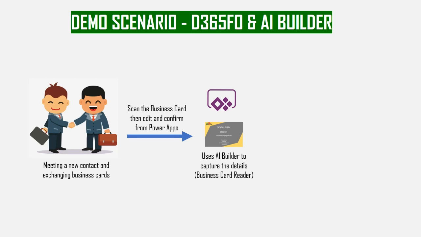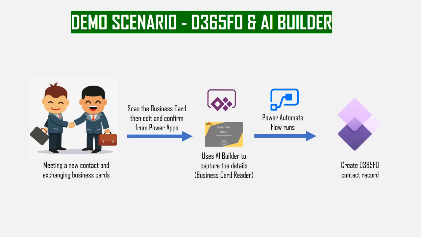That comes with the pre-built AI Builder, and then you can run a Power Automate flow to update back the F&O contact record. That's why I'm using the Power Automate flow. That's the part which connects with the F&O, and then it updates or creates. In this case, it's creating a new record, but you can do update, create, and delete actions as well. So that's what we can do in this scenario.